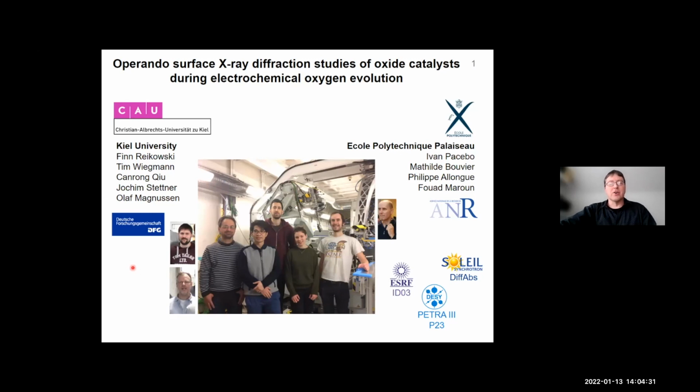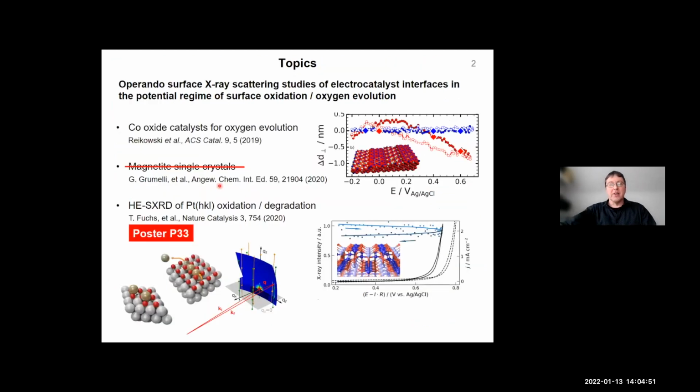So I want to talk today about some of our work on oxide catalysts in electrochemical environment. This is a joint project my group has with the group of Philippe Ballon and Stuart Maroon at Palaiseau, funded by DFG and ANR, and that's the experimental team. So what are we doing here?